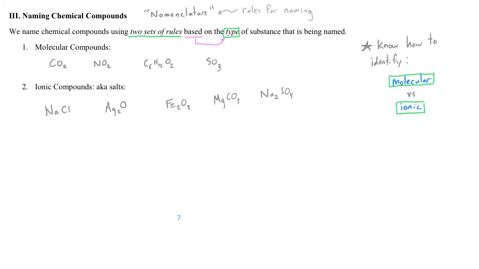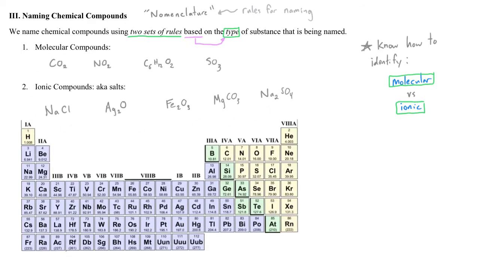And what I want you to do is pause the video, look at these, and also look at your periodic table and see if you notice the big difference between these two types of compounds. And when you unpause the video, we'll discuss. So what do you think? Can you distinguish between molecular and ionic compounds by looking at their formula? Yes. And how do we do that?